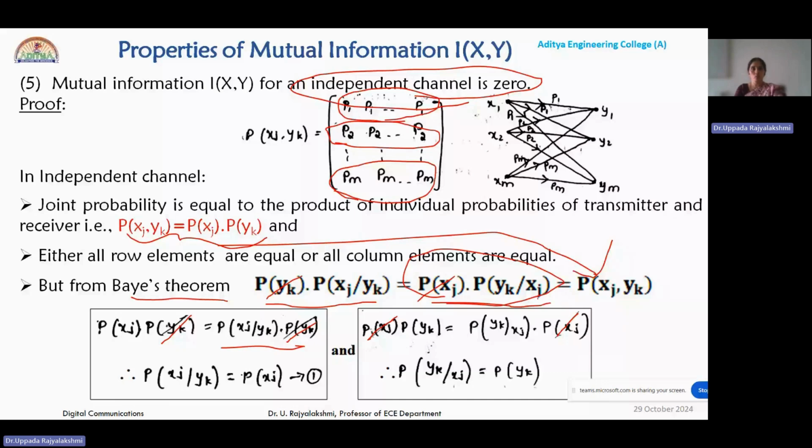So in this module, we have discussed the concepts of mutual information as well as its properties. In the next module, we will discuss two different types of encoding techniques, the Shannon-Fano and Huffman coding methods.